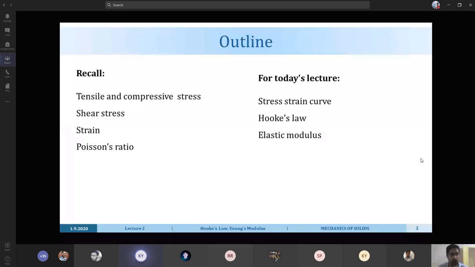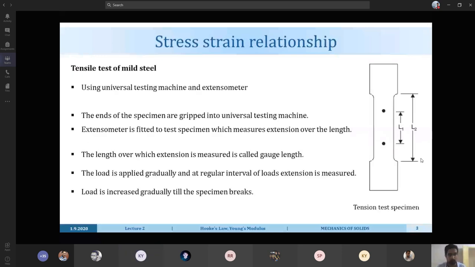So in today's lecture, we will try to figure out what we mean by the stress strain curve, and what is Hooke's law and elastic modulus. In every material, when it is subjected to tension, it undergoes an elongation. When it is subjected to compression, it undergoes a reduction in length. And as civil engineers, we will be more interested in finding the elongation as well as the deformation patterns of steel. So we will try to plot.